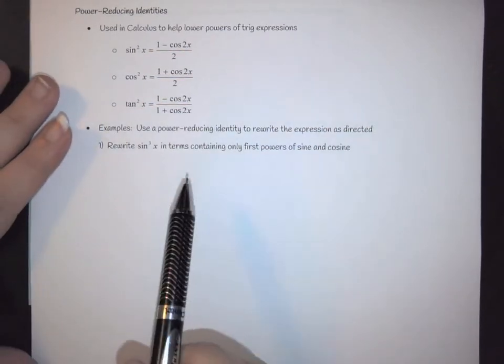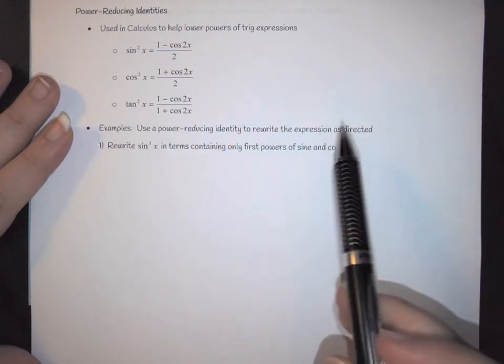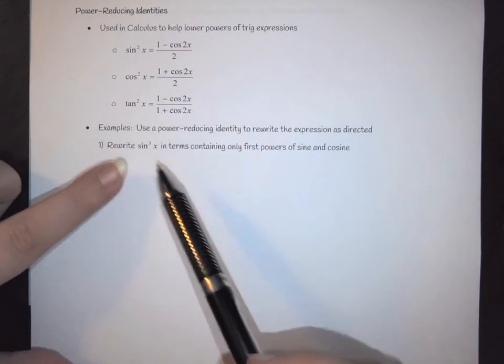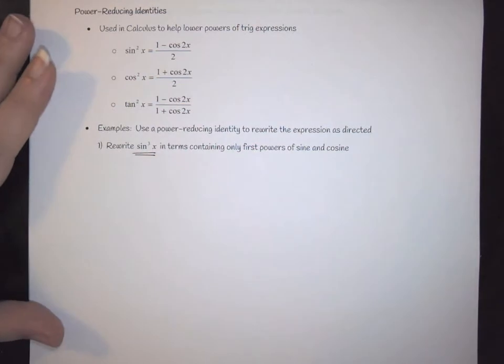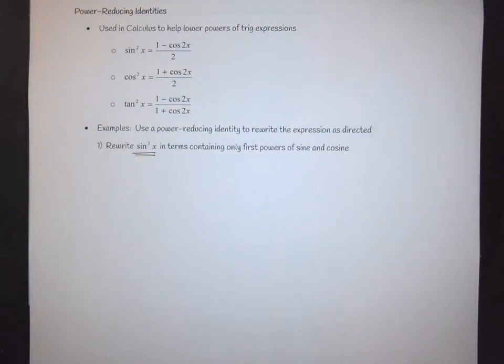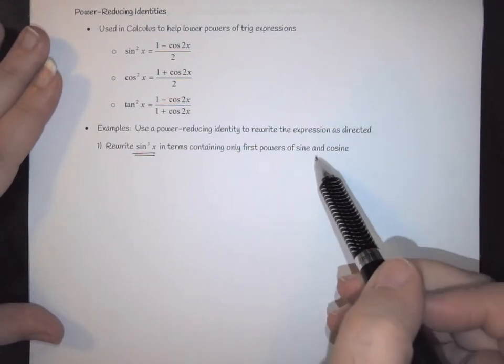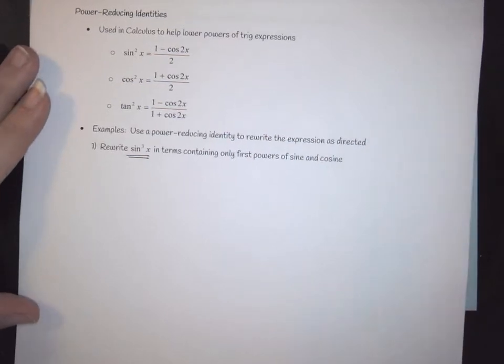If you look at this first one, the example says to use the power reducing identity to rewrite the expression as directed. So we want you to rewrite the sine cubed of x in terms of only first powers of sine and cosine. What that means is that we only want first powers, meaning sine to the first or cosine to the first.